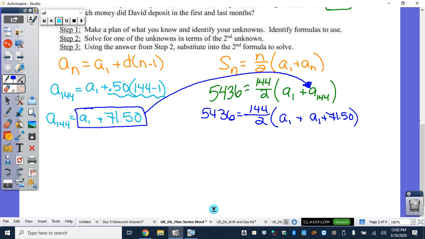So outside of my parentheses there, what is 144 divided by 2? 72. So I'm going to simplify that to 72. So now I can divide both sides by 72. So it's 5436 divided by 72, we got 75.50. A sub 1 plus a sub 1, 2a sub 1.